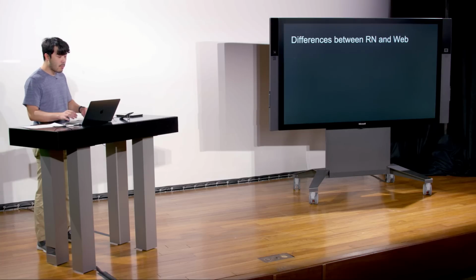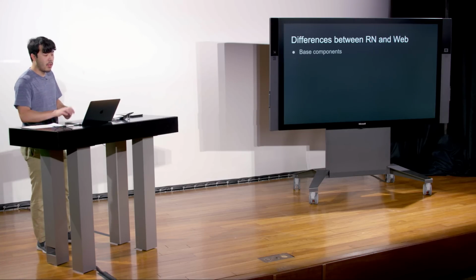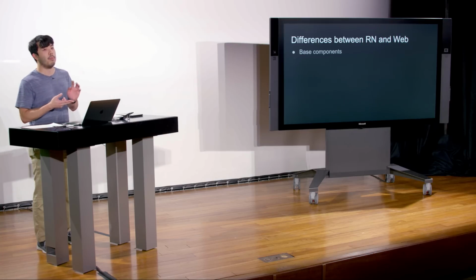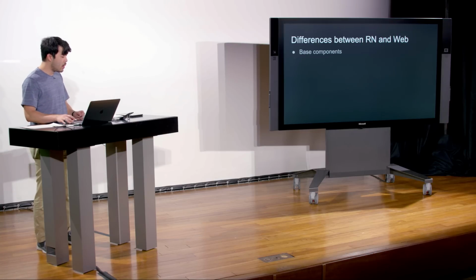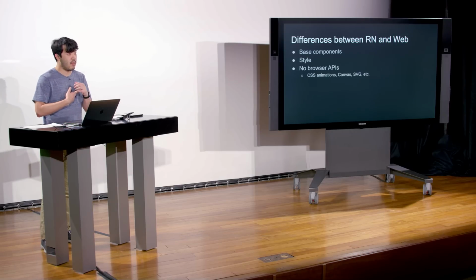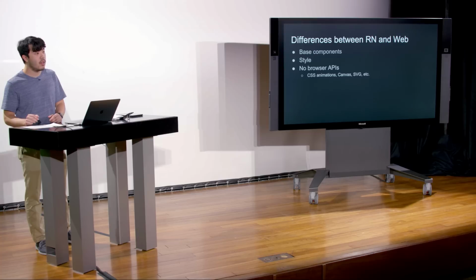Great. And so what are some of the differences between React Native and React Web, which we've been talking about thus far? So there are differences in base components. As you saw in my quick example, things like scroll view or capital button do not exist in web. The way that you style elements is slightly different in React Native. And you don't actually have browser APIs anymore. So things like CSS animations, Canvas, SVG don't actually exist in React Native.